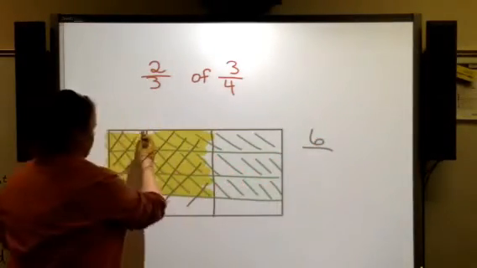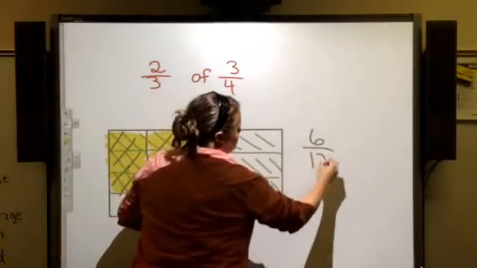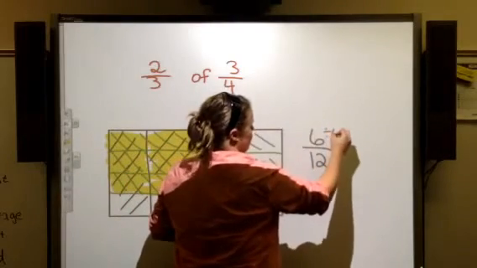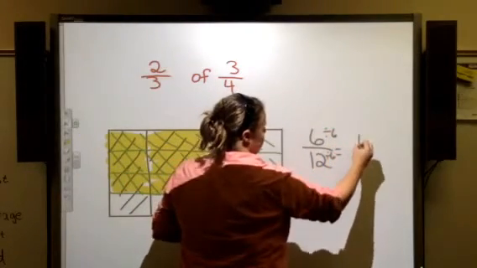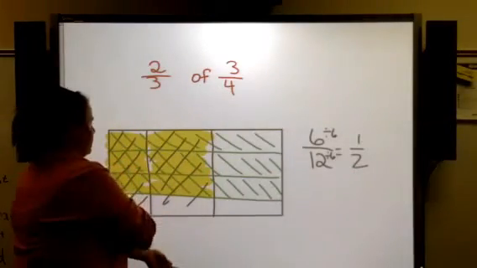So 6 parts out of 1, 2, 3, 4. 4 times 3 is 12. So 6 parts out of 12, which reduces down to 1/2 when you divide by 6, because they both have a 6 in common. And that gets my answer of half of them are shaded by both.